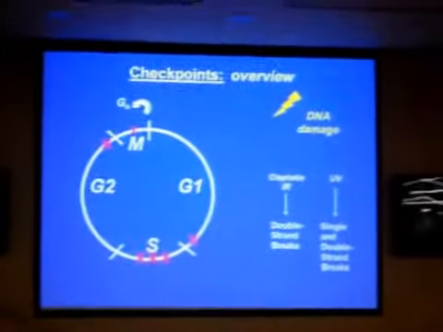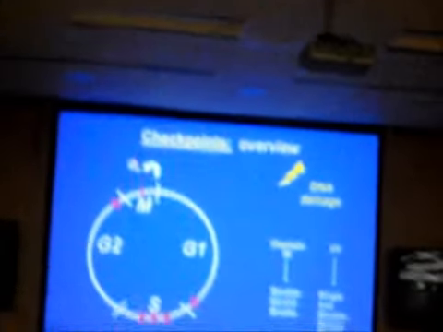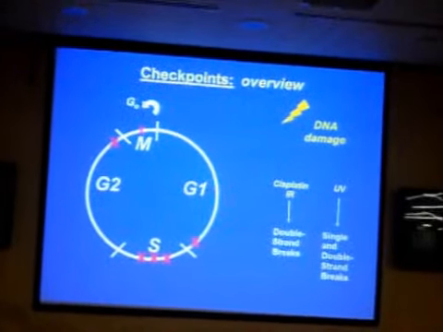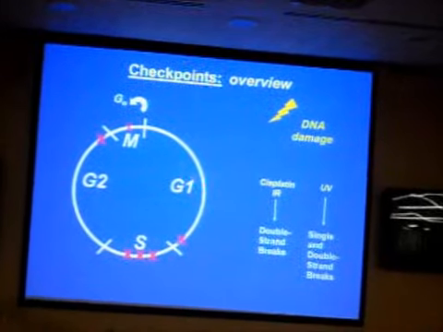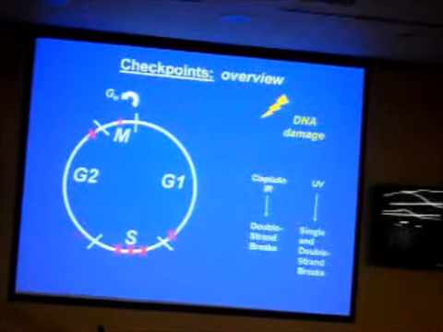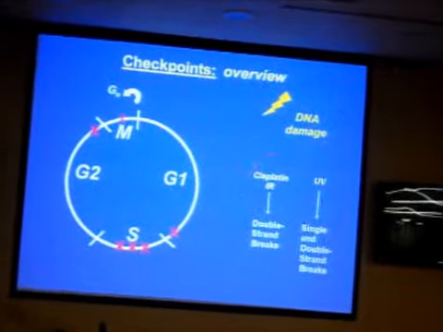So just a primer in cell cycle and checkpoints. Cells go through mitosis, and you have one cell coming up here, and then the other one, it's a proliferating cell population, go through G1, S, G2, next mitosis.